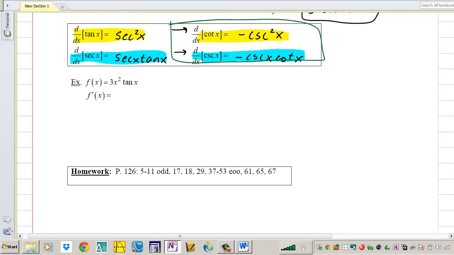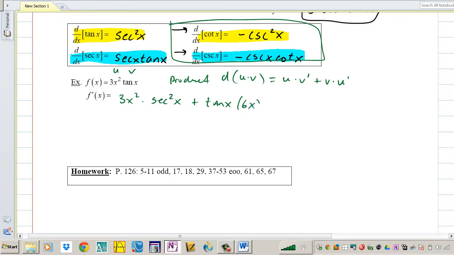So let's do our last example. Here we have 3x squared times tangent. This is a product rule. The product rule is u v prime plus v u prime. So let's state this is u, this is v. So it's going to be u v prime. What is the derivative of tangent? We just found that out. It's secant squared. Plus tangent times the derivative of 3x squared, which is 6x. Cleaning this up a little bit, it's 3x squared secant squared x plus 6x tangent x. And you're done.